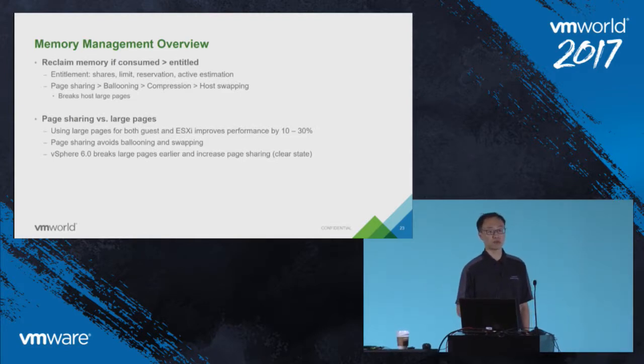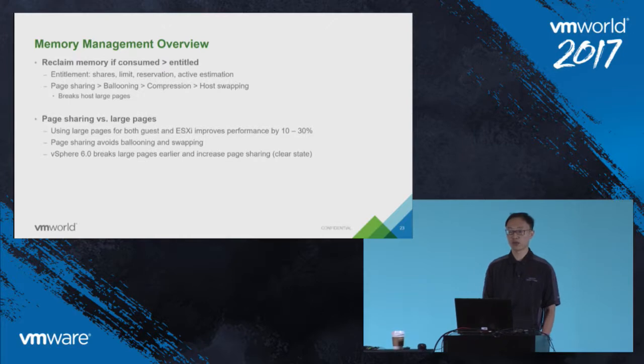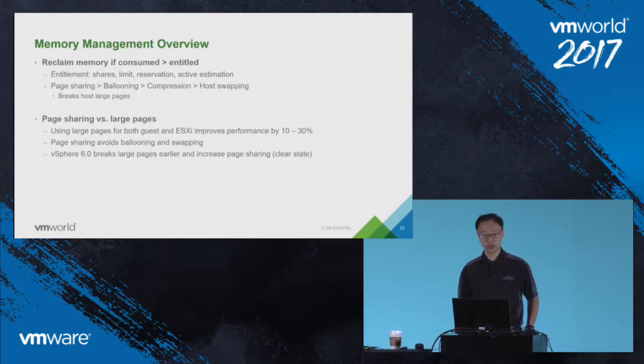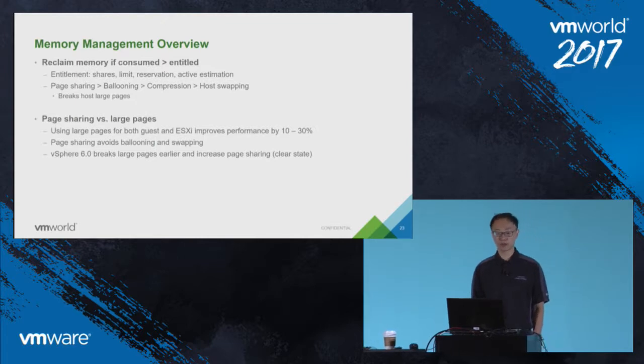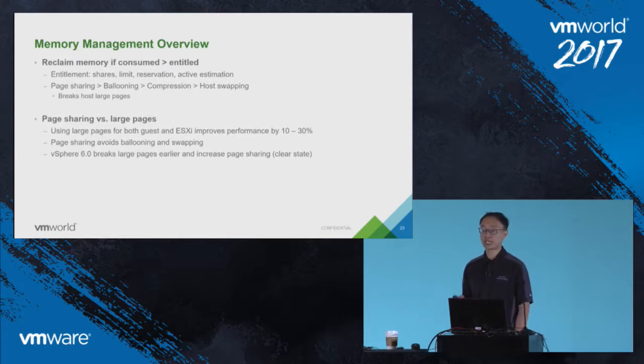However, one concern on large pages is that we don't really do page sharing within large pages, right? We cannot page share a large page. Page sharing is also good because it avoids ballooning, compression, or swapping. So what happened in vSphere 6.0, which is one release before, is that we noticed this and decided to add a new state of memory, clear state, where we start to proactively break large pages when we notice there might be transient memory pressure, so that by the time we actually have memory pressure, stuff can be shared. So the bottom line is: enable large pages, and the memory scheduler will take care of the rest.